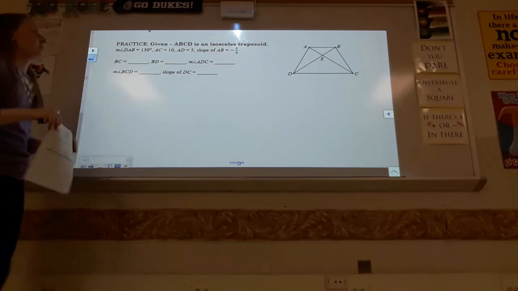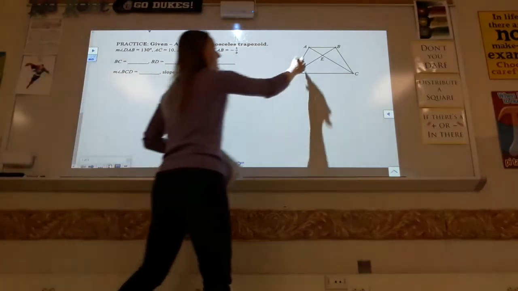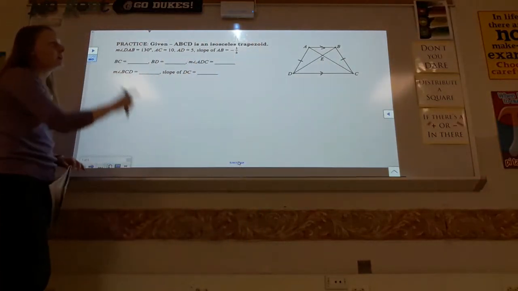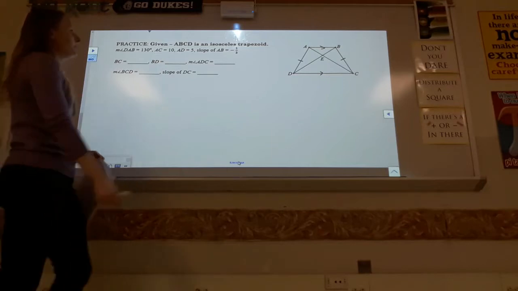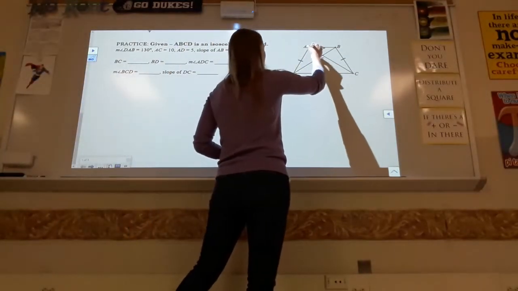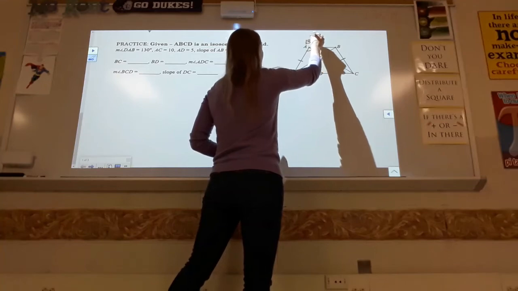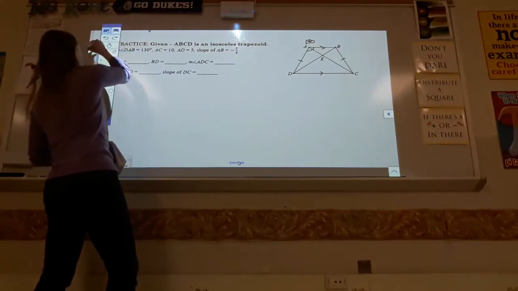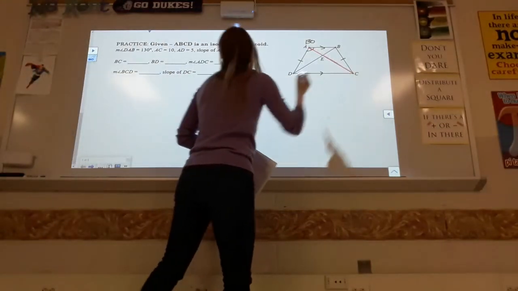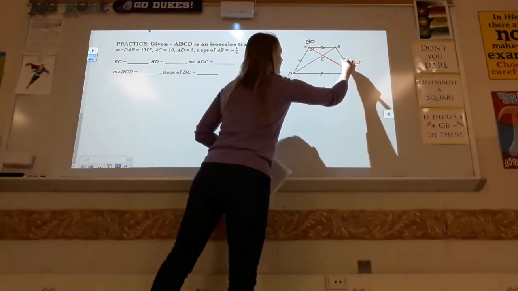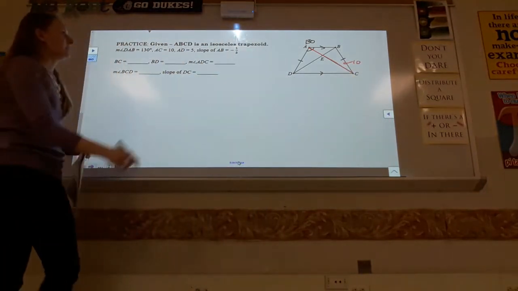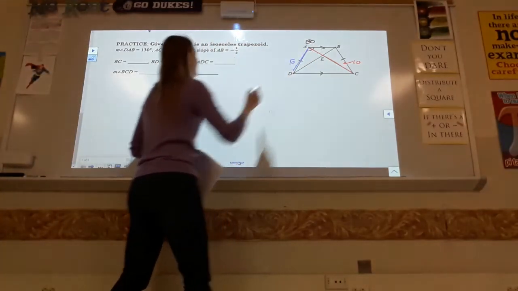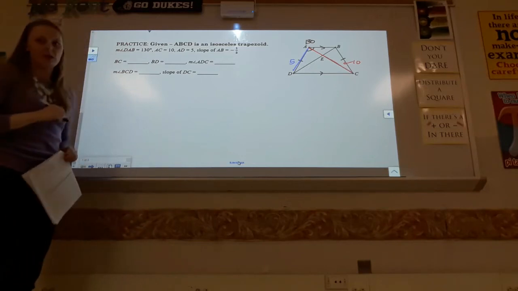All right, so given, we know that ABCD over here is an isosceles trapezoid, so I'm going to go ahead and put these markings in, since they've told me that. I know that the bases are parallel and the legs are equal. I know that the measure of angle DAB, which is this full angle right here, is 130. I know that AC, this full diagonal right here, is 10. I know that AD right here is 5, and then I know the slope of AB is negative 1/3.